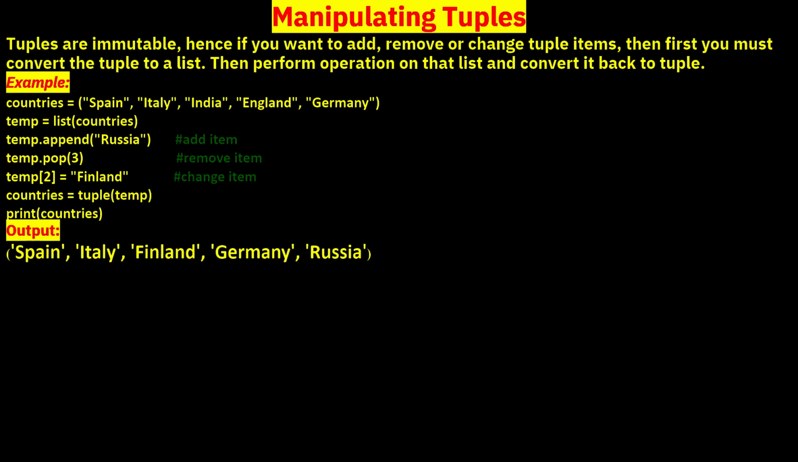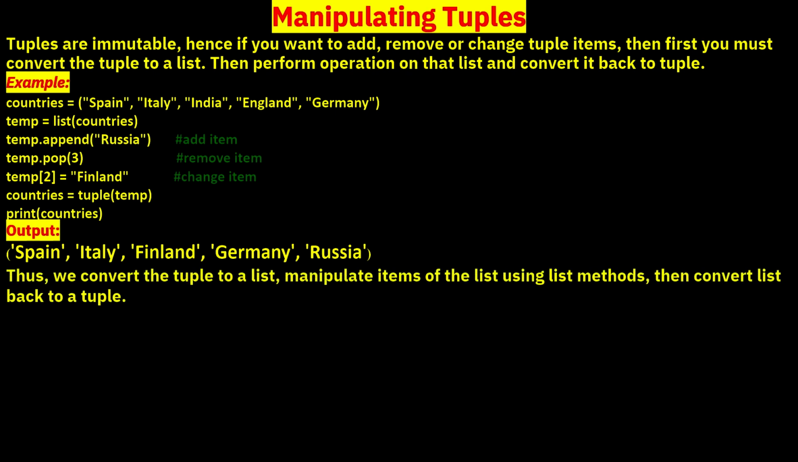temp[2] = "Finland" #change item. countries = tuple(temp). print(countries). Output. Spain, Italy, Finland, Germany, Russia.